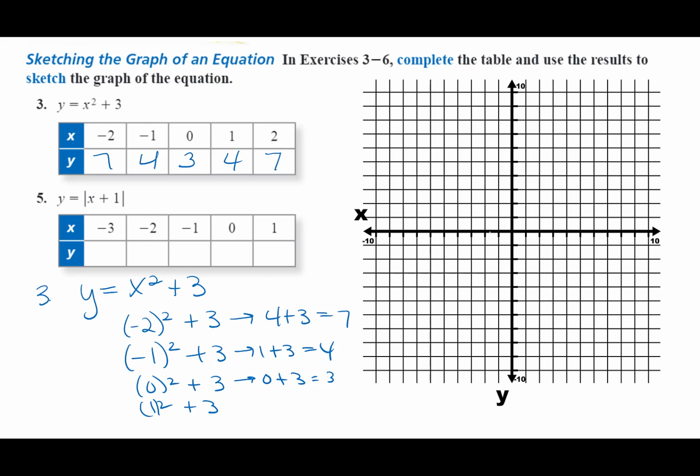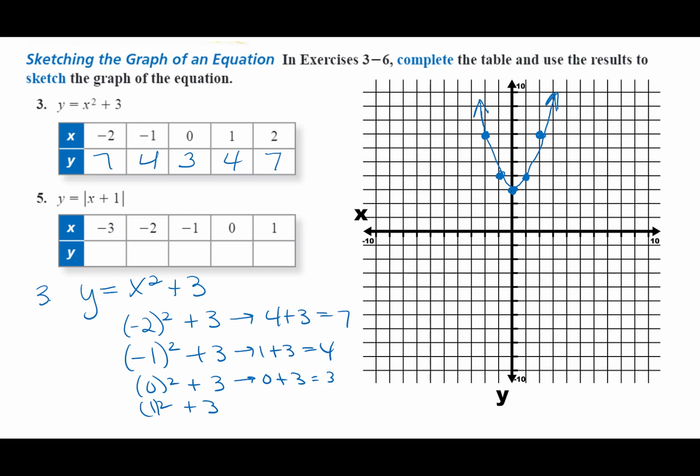-2, 7 will be 2 spaces to the left and 7 spaces up. So about right there. -1, 4 will be 1 space to the left and 4 spaces up. 0, 3, and then +1, +4 is 1 space to the right and 4 up. +2, +7. Now it looks kind of strange, much different than before. This is probably something you saw back in high school.